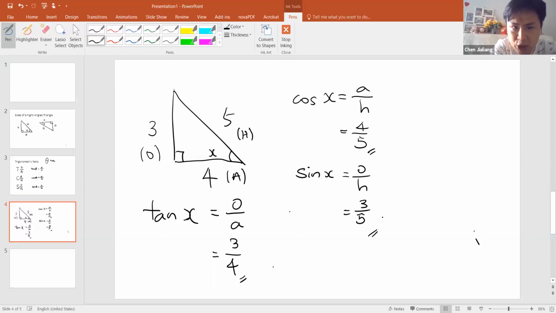Now, if I change the question, I'm using the same triangle, but I'm using y here now. If I use y here now, do you think the sides of the triangle will change?